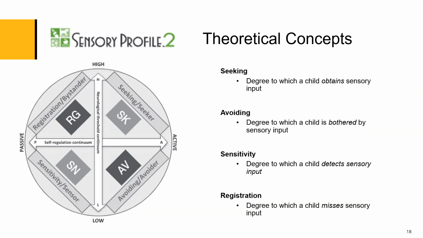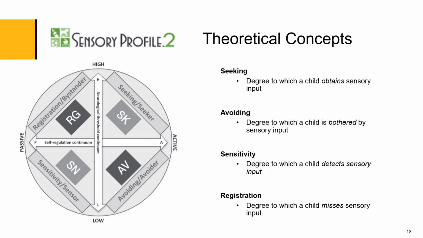So as I'm sure you know, the Sensory Profile 2 is based on Winnie Dunn's sensory processing framework, which focuses on activity demands, context and environment, and how this supports or interferes with participation. They're broken down into 4 different areas, quadrants. So you have seeking, which represents high neurological threshold with active self-regulation strategies. They're called seekers, and this is the degree to which a child obtains sensory input.